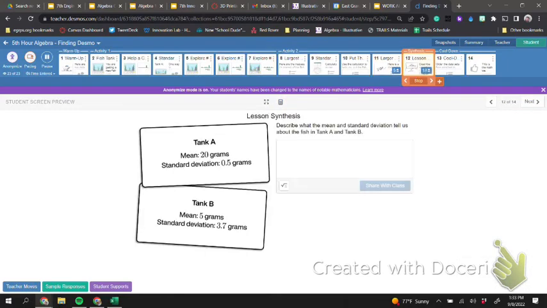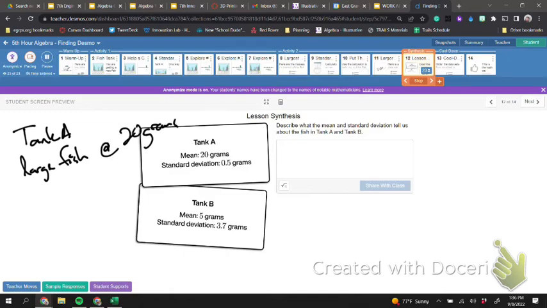So next up, I want you to explain what the average and standard deviation say about these tanks in general. What does it say about these tanks? All right, here's what I'm going with. Tank A. Large fish. At 20 grams, right? The biggest fish we were throwing in tanks were what, 10 grams? And I'm going to say in tank A, most fish are about 20 grams.